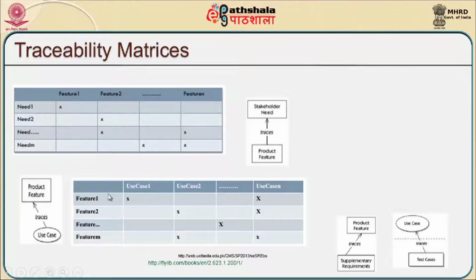So what I exactly do here is, stakeholders' needs are clearly mentioned, and product features are given. So I trace from the product feature what the stakeholders' needs are. So this is backward traceable. And I have listed out different features. For that I have given use cases, and use cases trace the product features.